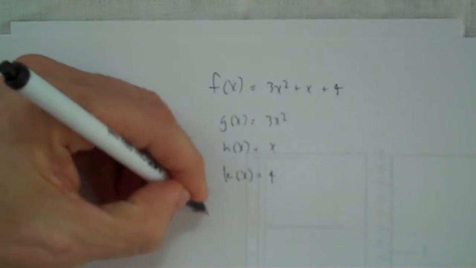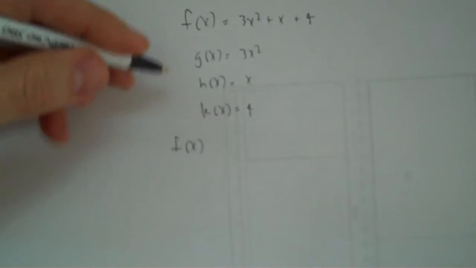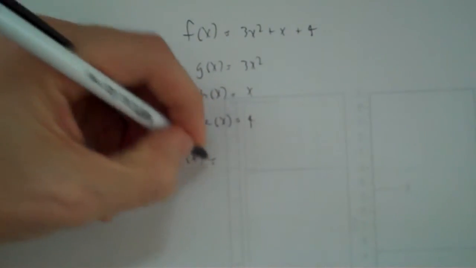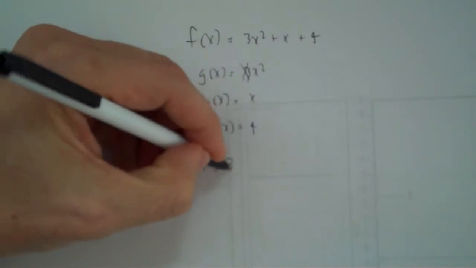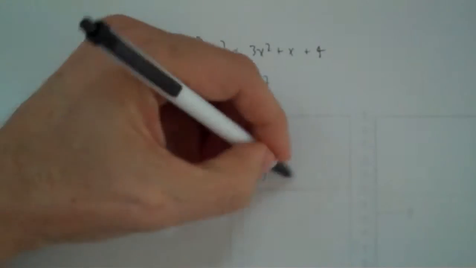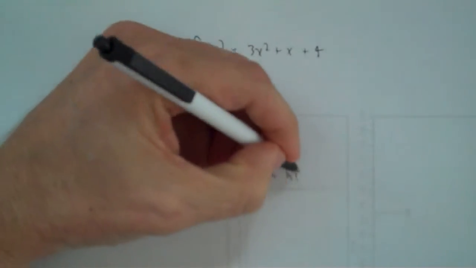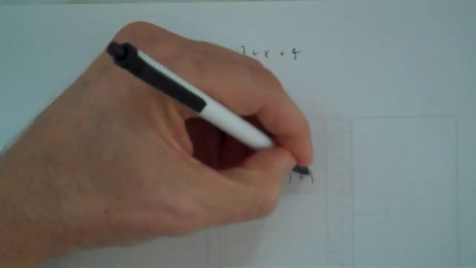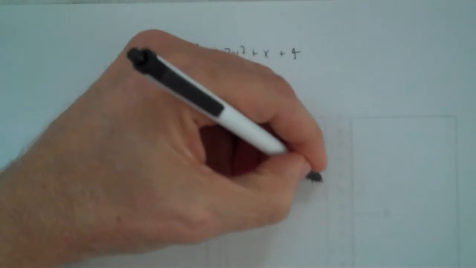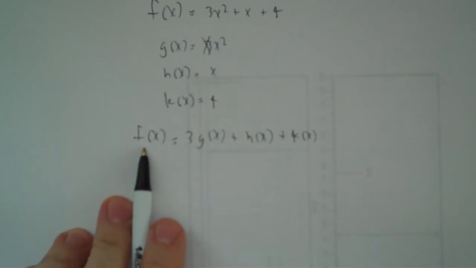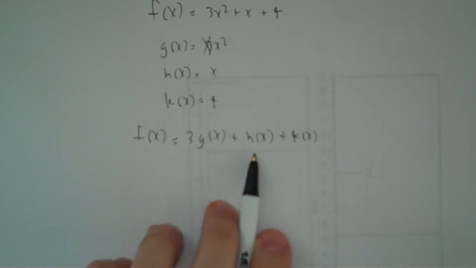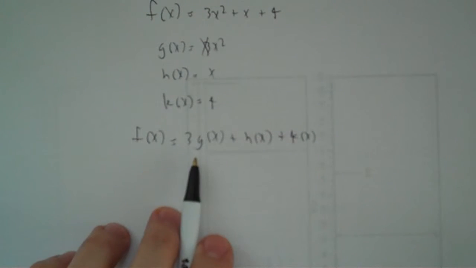Shoot, we could have even said f of x is equal to, let's say g of x is just x squared. Then that would be 3g of x, right, plus h of x plus k of x. Okay? So that's okay. Mathematically, we can deal with a function being a collection of other functions, or the sum of other functions.